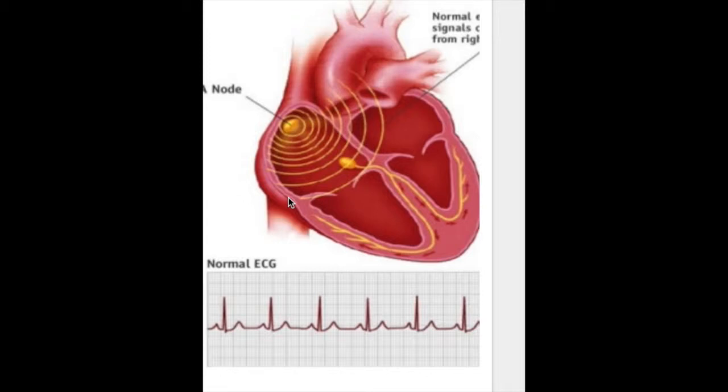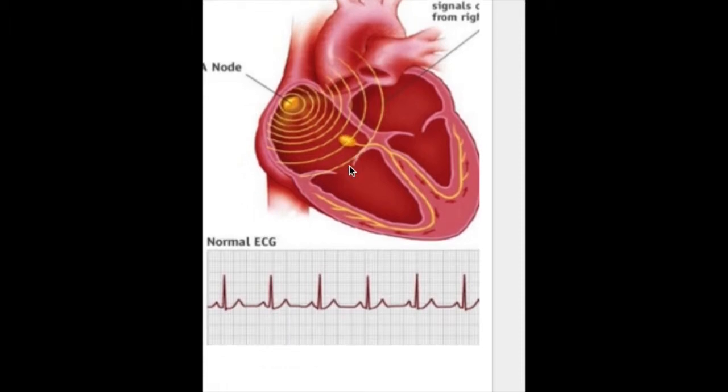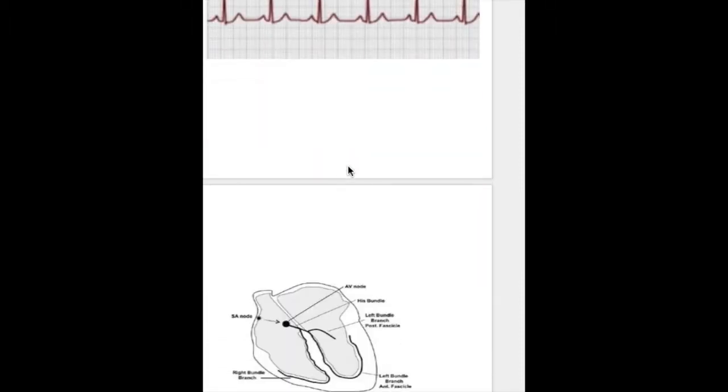So we're doing the ECG and the conducting system of the heart. Where is the SA node located? SA node is located in the upper posterior wall of the right atrium below the opening of the superior vena cava. And where is AV node located? AV node is located at the interatrial septum.